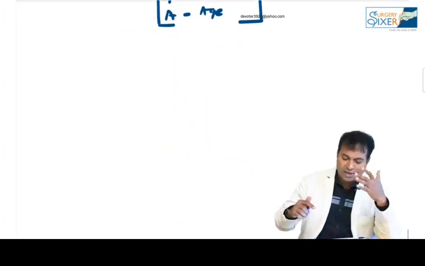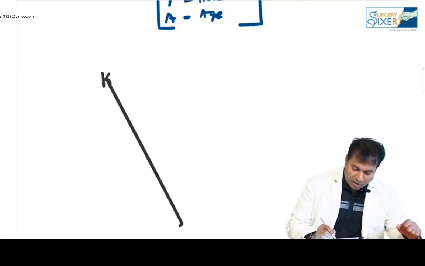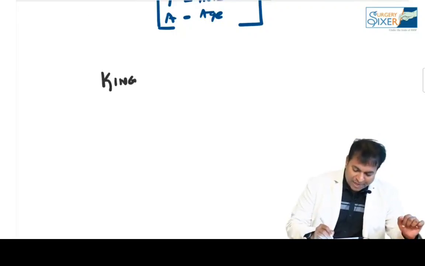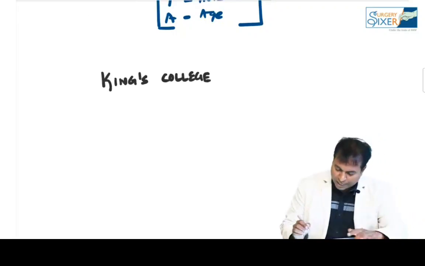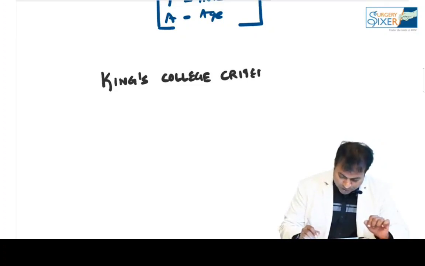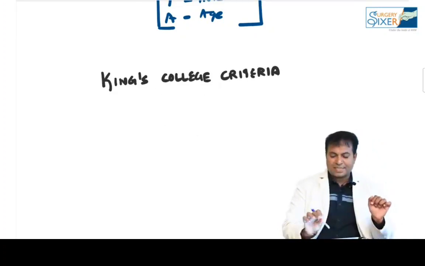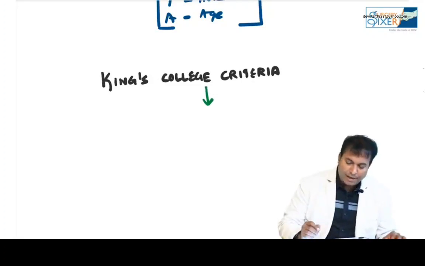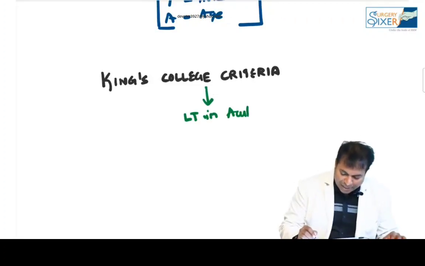I am telling you various scoring systems in the liver. I want to tell you one important score which is nowadays being asked in exams. First of all, you should know where it is used. That is the King's College criteria. The King's College criteria scoring system is used for liver transplantation in acute fulminant liver failure.